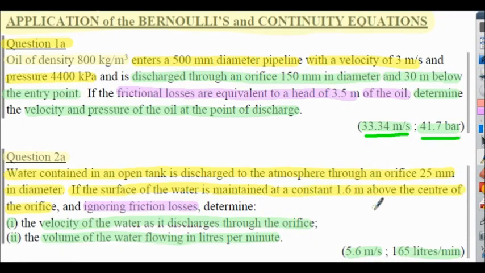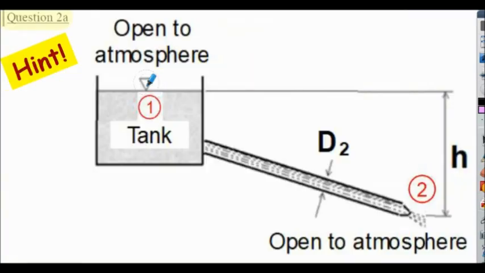In question 2, we need to apply Bernoulli's equation to find the velocity of the water at the outlet. Notice we can ignore friction losses here. So applying Bernoulli's equation, we will find the velocity here. A note for position 1 within our analysis relates to the surface of the water in the tank, and position 2 is the centre of the orifice for the outlet here.